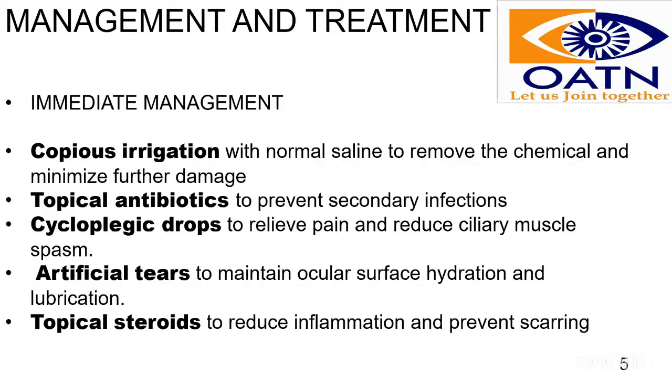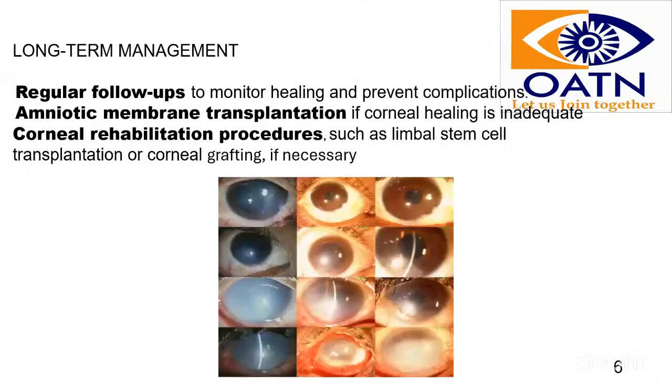Cycloplegic drugs, we can use tropicamide eye drops. And artificial tears, we use Lubrex eye drops and Lacri gel eye ointment. For prolonged long-term management, we can tell the patient to come for regular follow-up checkups, and in case of severe damage, we can use corneal transplantation.